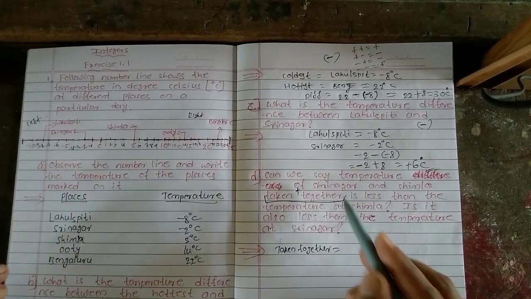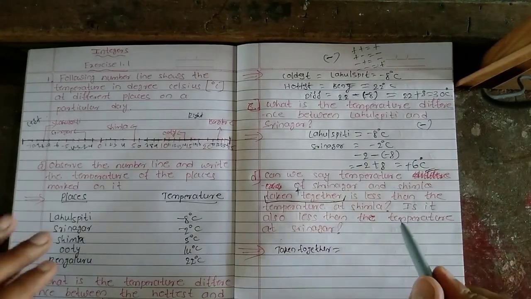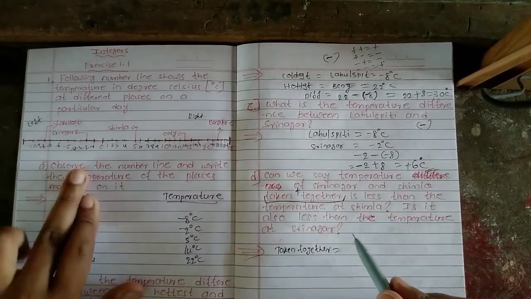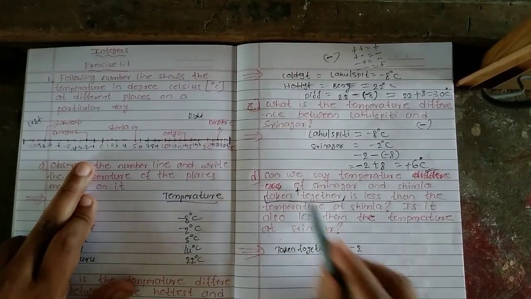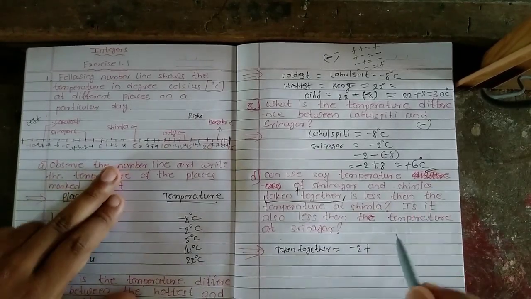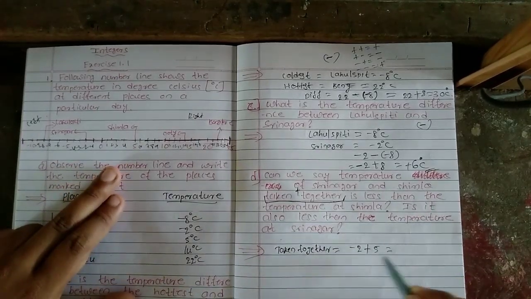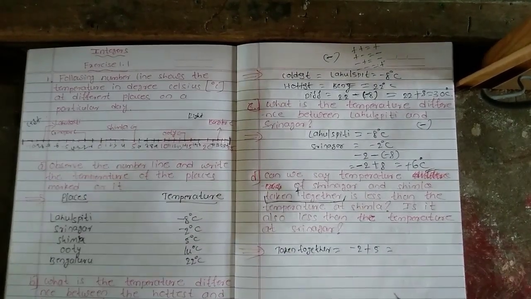Taken together means what? Srinagar temperature and Shimla temperature. What is the Srinagar temperature here? The Srinagar temperature is minus 2. Yes. Taken together means we have to put plus. Then what is the Shimla temperature? Shimla temperature is 5. Now tell me, you have to solve this one. You already know how to solve this integers addition and subtraction.